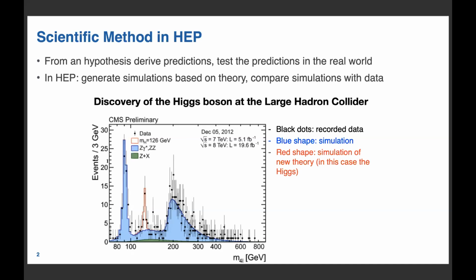Therefore, what we want to achieve here is for those black dots and those color curves to appear as soon as possible in the form of a plot, to have a visual and statistical comparison between the two of them and possibly claim discovery.